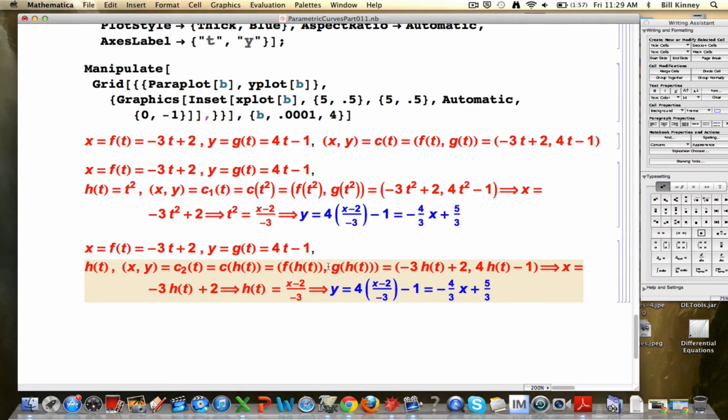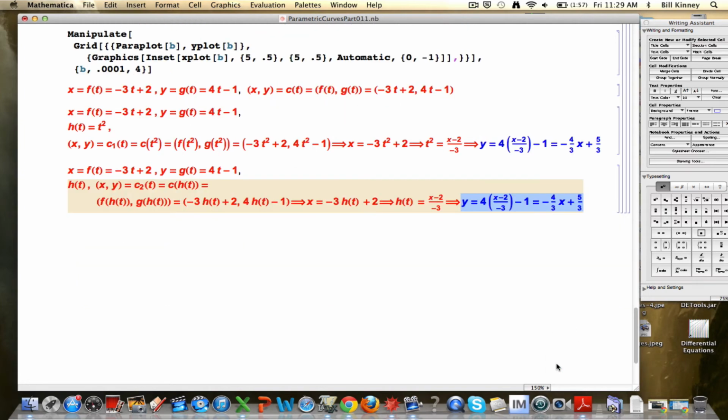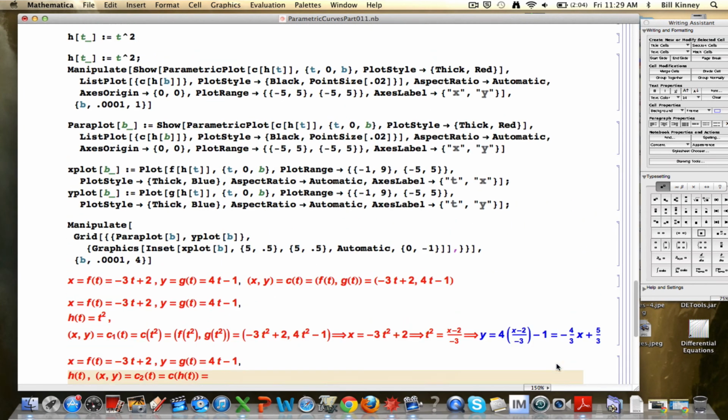Then use the fact that y in this new situation equals 4h of t minus 1. Replace the h of t with x minus 2 all over -3, just like I'm doing here. Simplify, and once again you get the exact same line. Again, it might start at a different place, end at a different place, go a different direction, go different speeds, but it's still along the same line. Let's emphasize that to end this video with some particular examples.